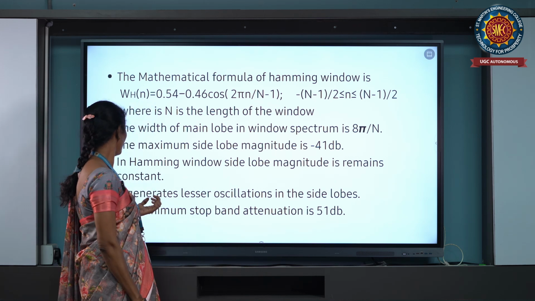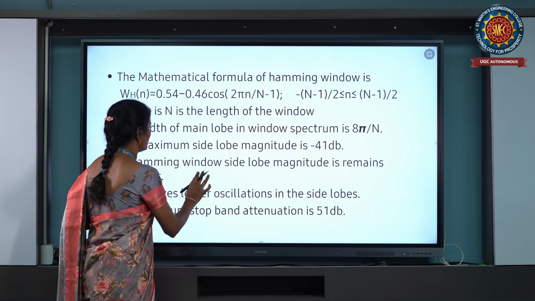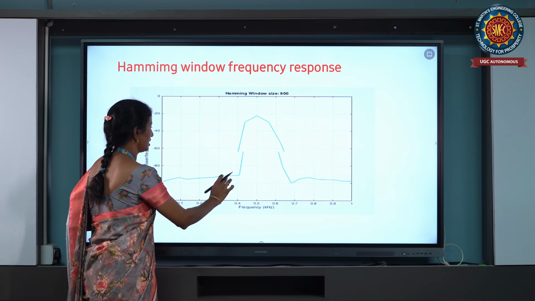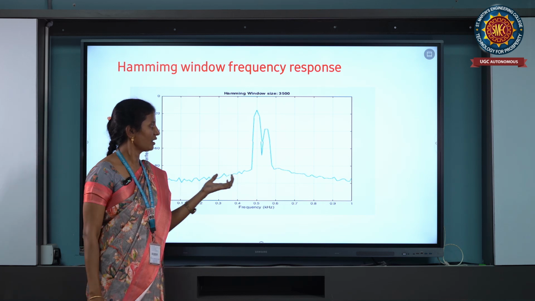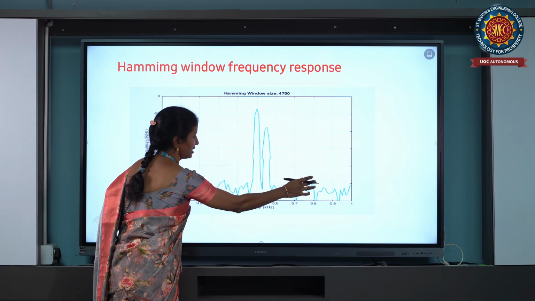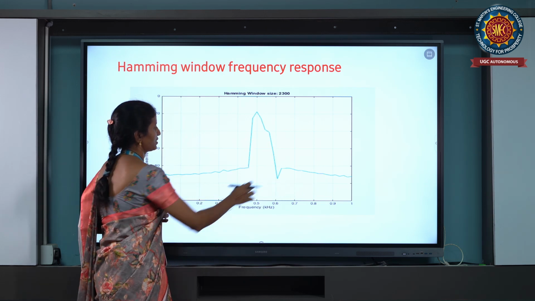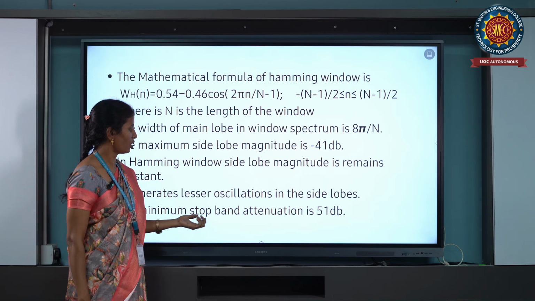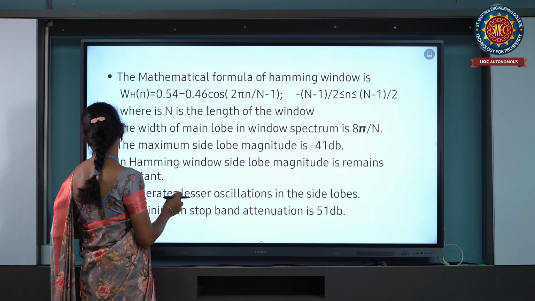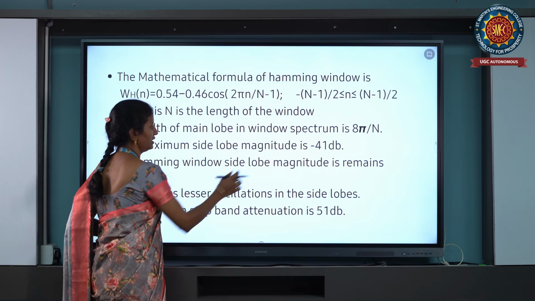The side lobe magnitude remains constant in the Hamming window. It generates lesser oscillations in the side lobes because we are applying the cos function. The cos function is used to reduce the side lobes. The minimum stop band attenuation is 51 dB.